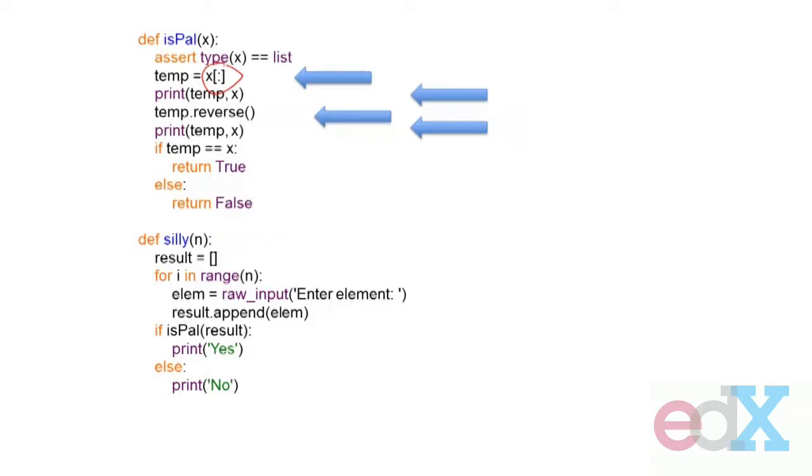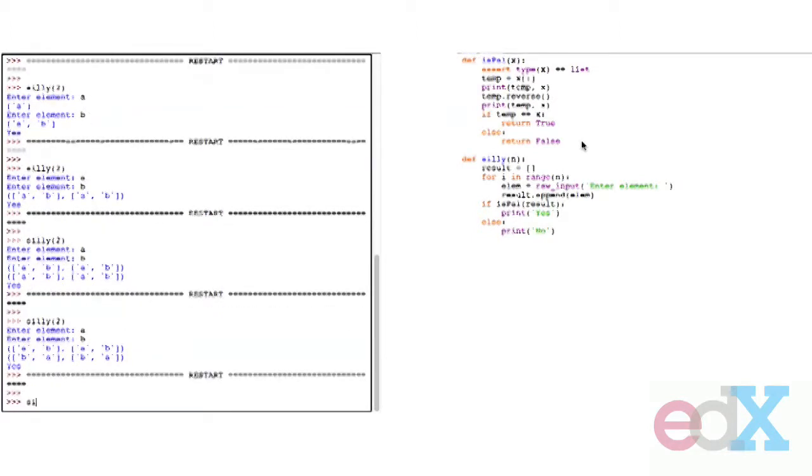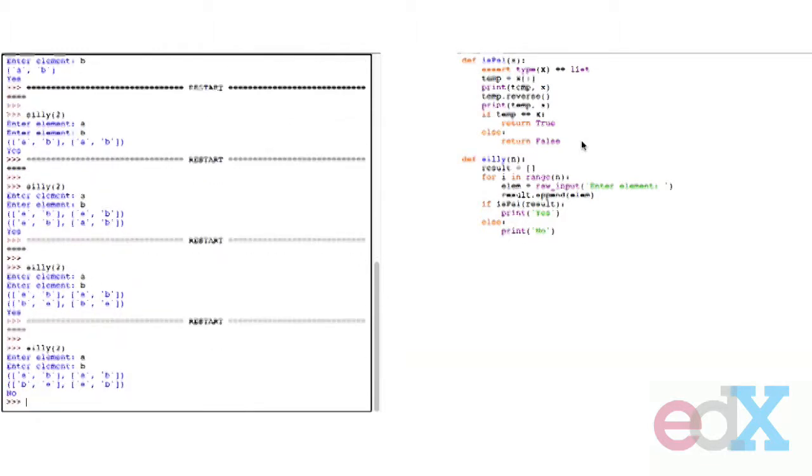So if I make that change right there and actually test it, now when I run this, I can ask for silly of 2, I give it A and B, and oh, nice. Now you see beforehand, temp and A both have the same form. After the reverse, that second print statement says that temp is reversed, but B is staying the same.